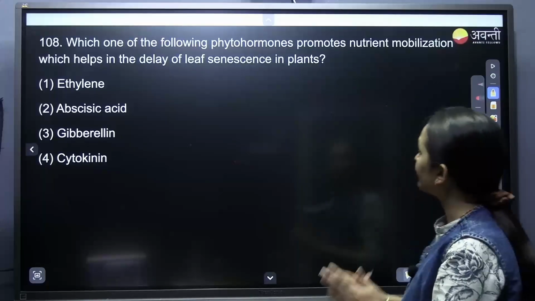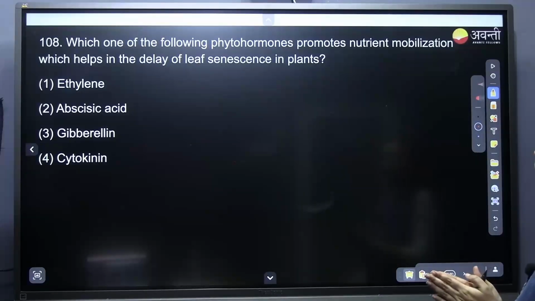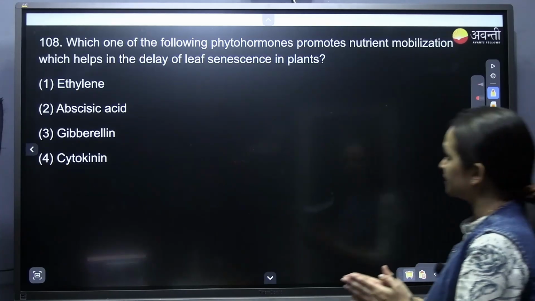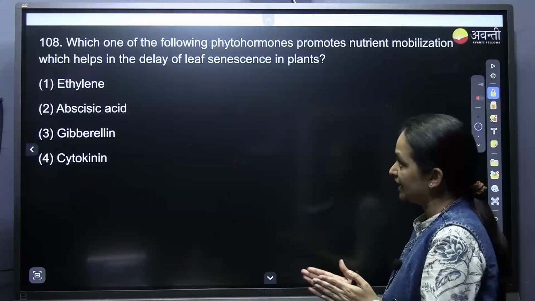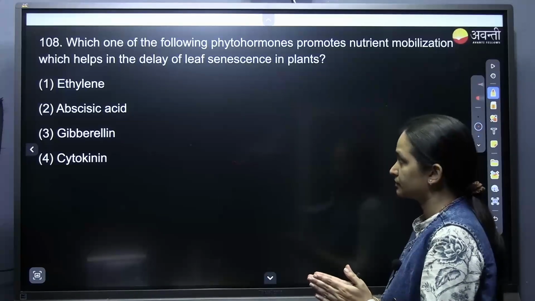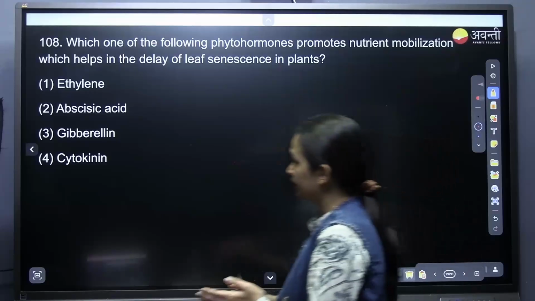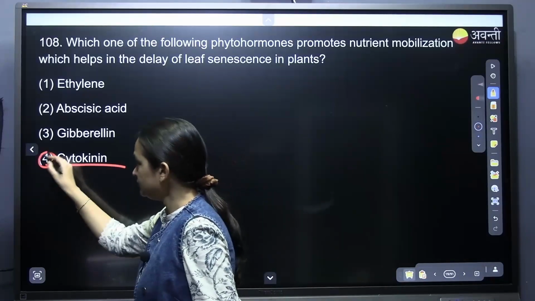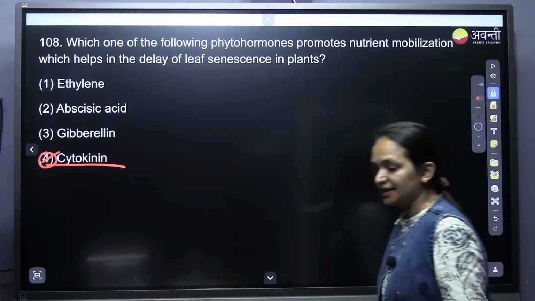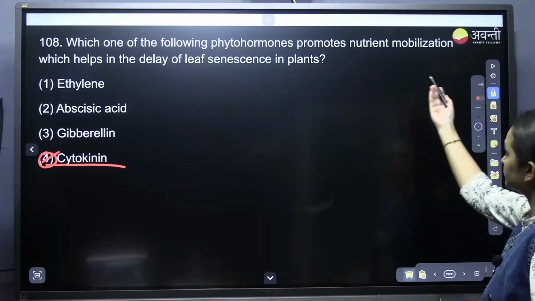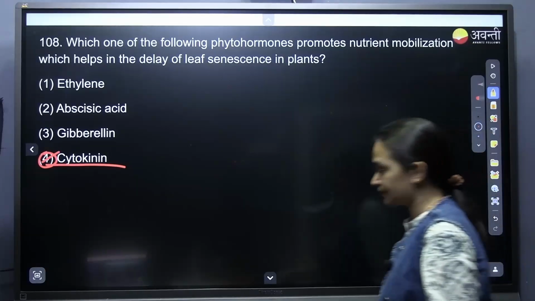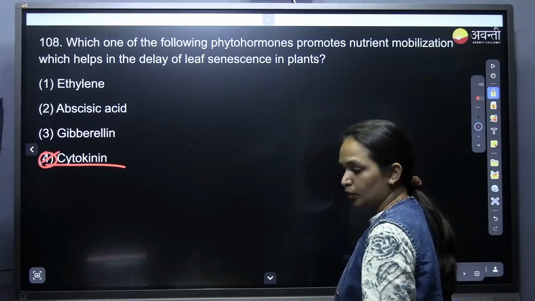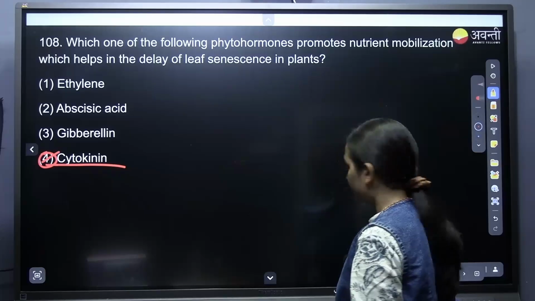Which of the following phytohormones promotes nutrient mobilization, which helps in delay of leaf senescence in plants? Delay of leaf senescence. It is definitely cytokinin. Cytokinin does the mobilization of nutrients in the leaf which will be falling.